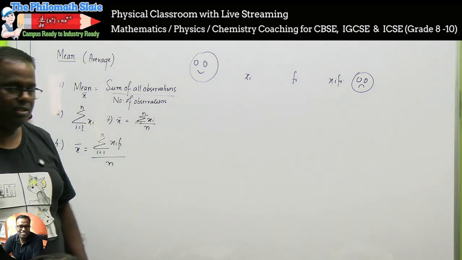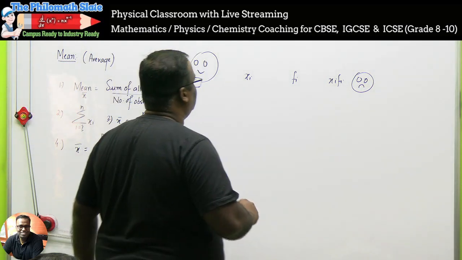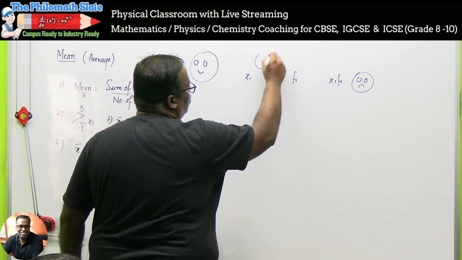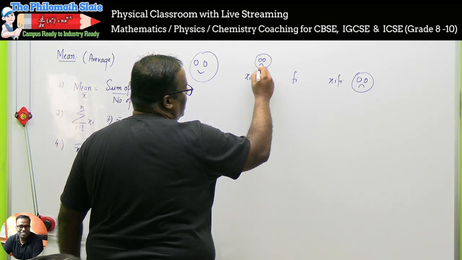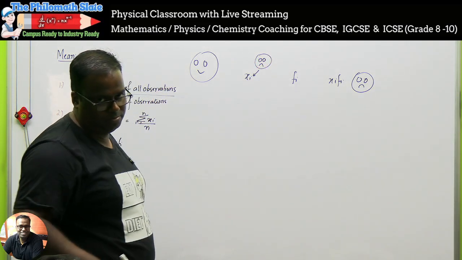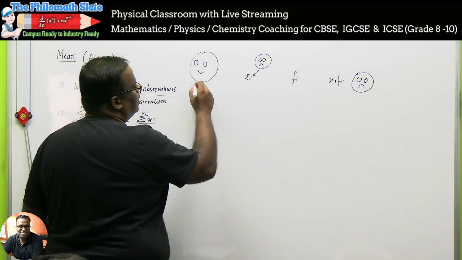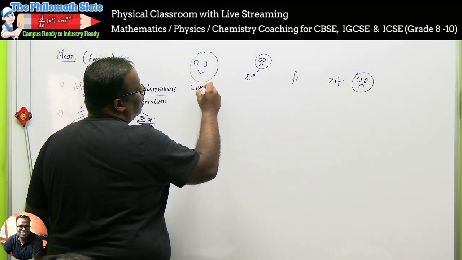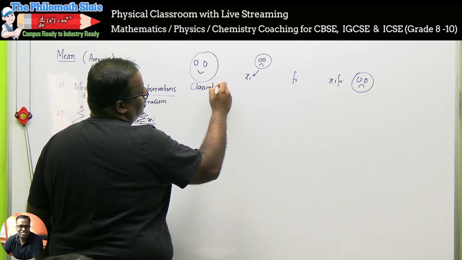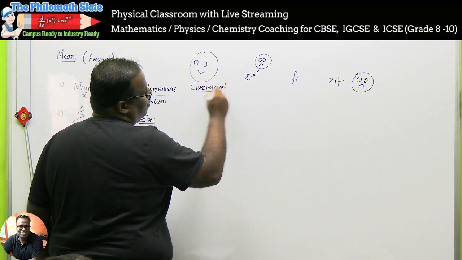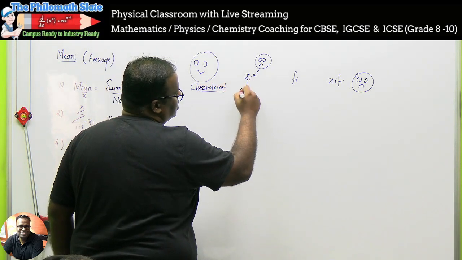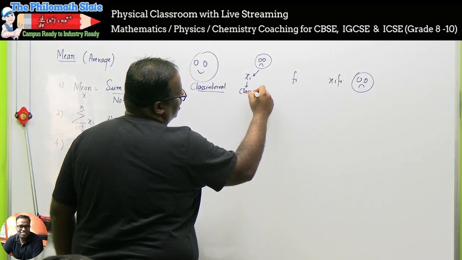Are we clear? Before proceeding to Xi, they will actually make your life a little bit more difficult here also. This Xi also they will not give you directly. So what they are going to give you is something called class interval. And this Xi is known as the class mark.